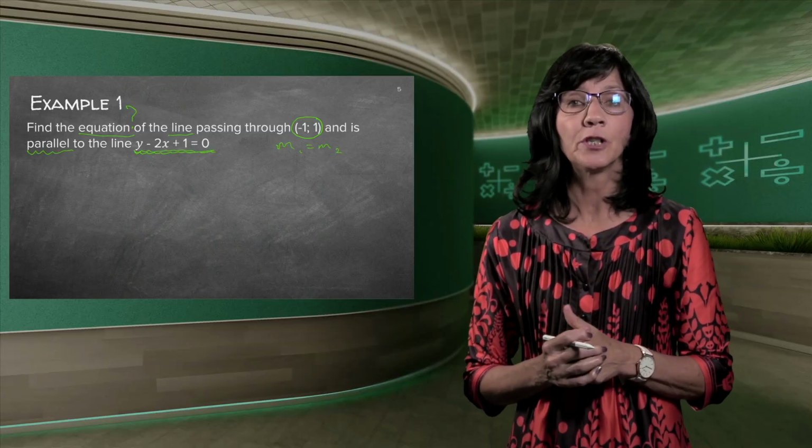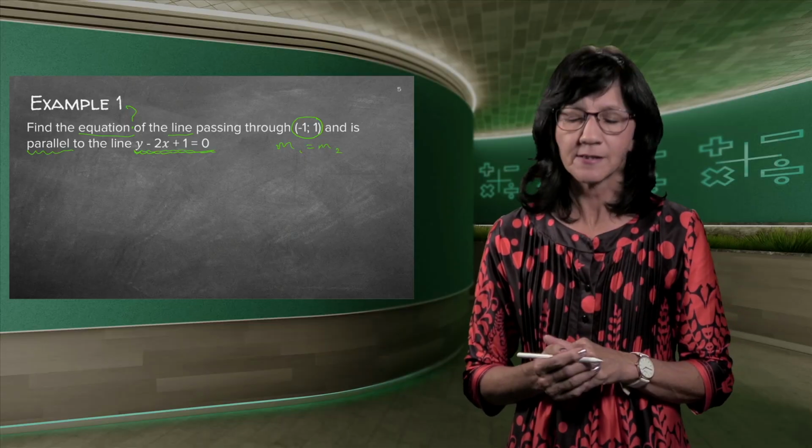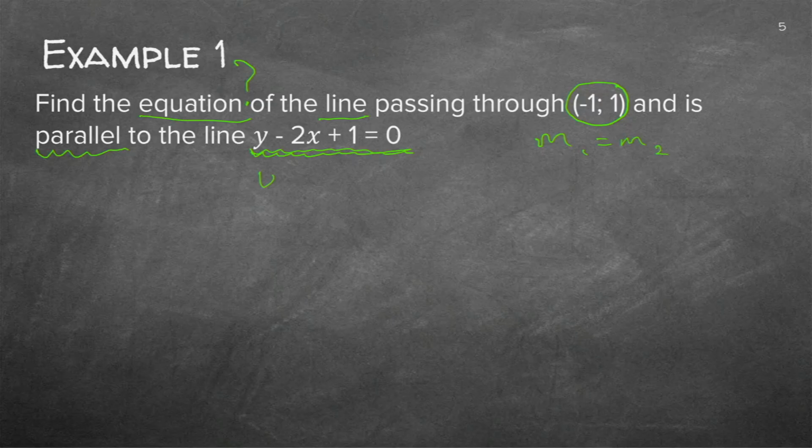But this formula is not in your standard form. So the first step said, make sure you write it in the standard form. So I'm going to find the y all on its own, take that over, it becomes plus, take that over, it becomes minus. Now actually I'm not interested in that formula at all, except for the m. So I'm going to draw a big circle around the m, and I'm going to write down m is equal to 2. So if this line's gradient is 2, and I now need to find another line's equation, which is also that skew, the gradient is also 2.